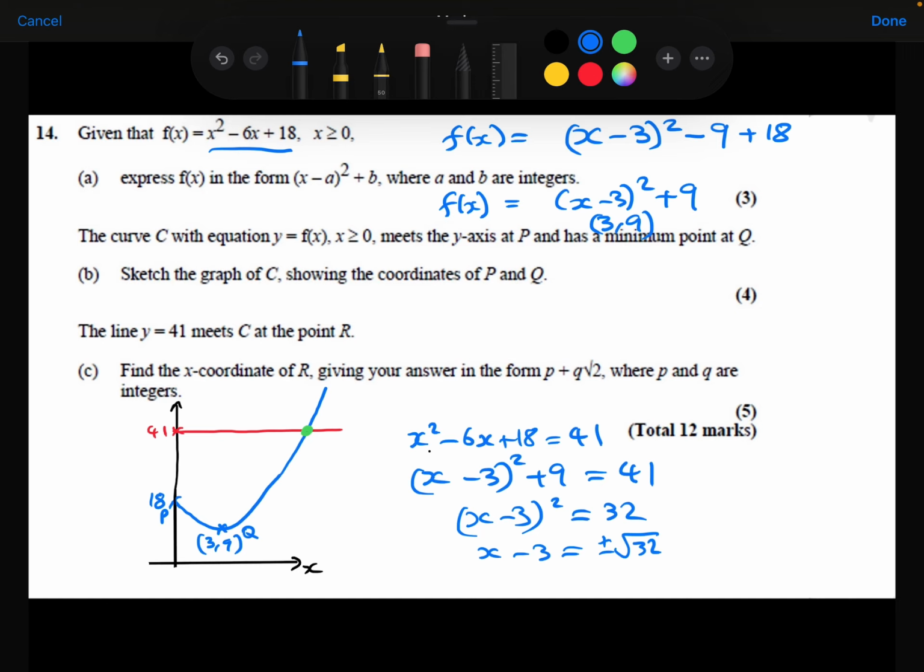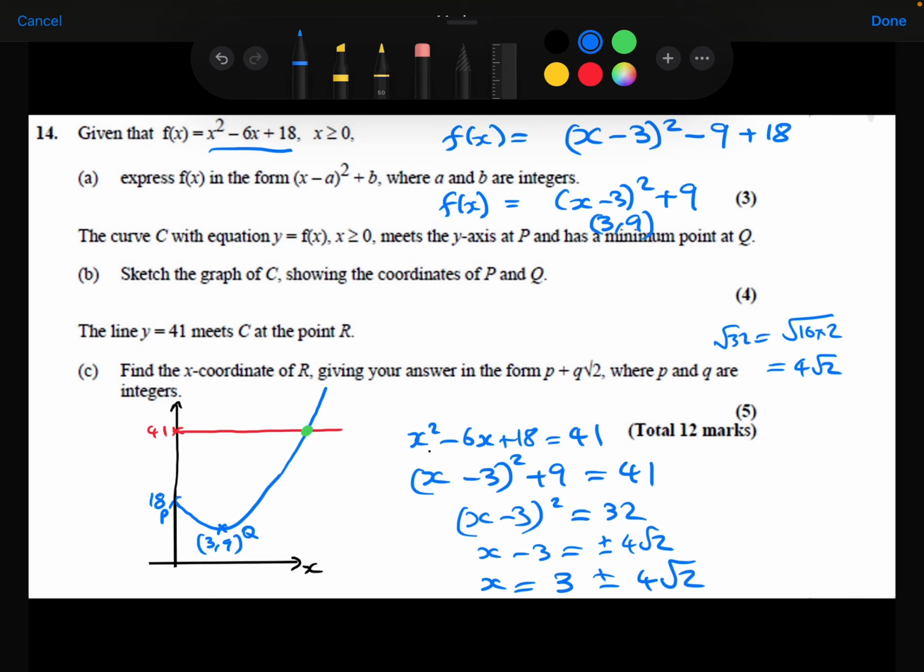And the root 32, well, that's the same thing as 4 root 2, because root 32 is the same thing as root 16 times 2. And the square root of 16 is 4. So I could replace that root 32 with 4 root 2. Finally, I'm going to add 3 to both sides. So I find that x is either 3 plus 4 root 2 or 3 minus 4 root 2.